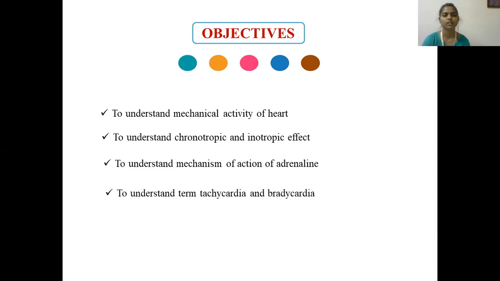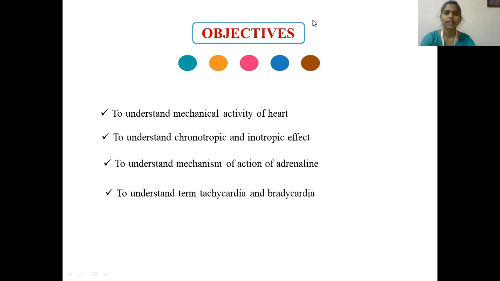The next objective is to understand the terms tachycardia and bradycardia. So what is meant by tachycardia and what is meant by bradycardia? In tachycardia, there is an abnormal increase in the heart rate. The normal heart rate is 60 to 100 beats per minute. In the condition of tachycardia, there are more than 100 heartbeats per minute, while in bradycardia, the heart rate decreases below the normal range. So this is all about the objectives.